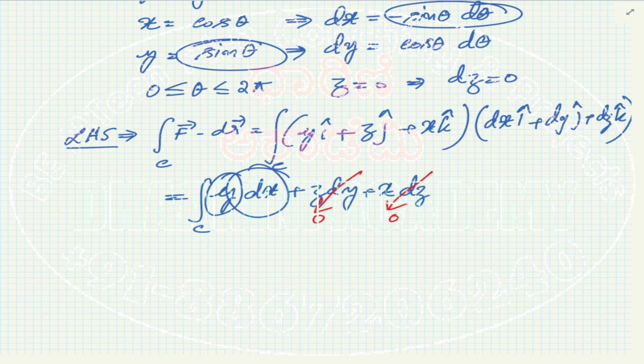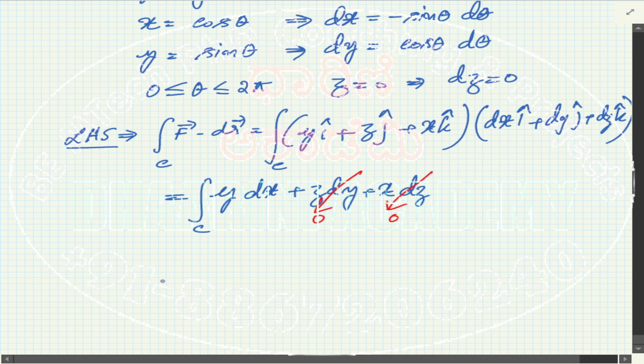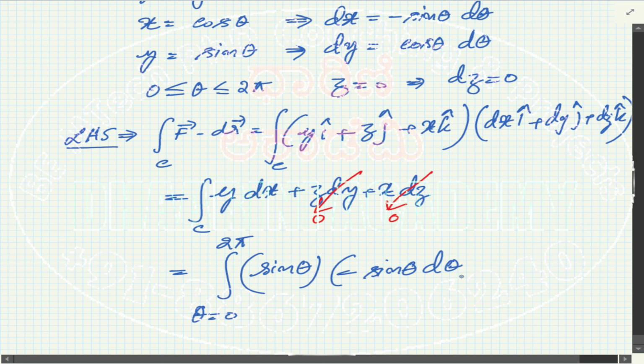Okay, so let us put those values from the above said equations. We can directly substitute the values here. The curve is obtained by varying theta from 0 to 2 pi. Write the value of y: y is nothing but sine theta, into dx. dx is minus sine theta d theta. Since z is 0, dz is also 0, so we don't have the other terms coming into the picture.